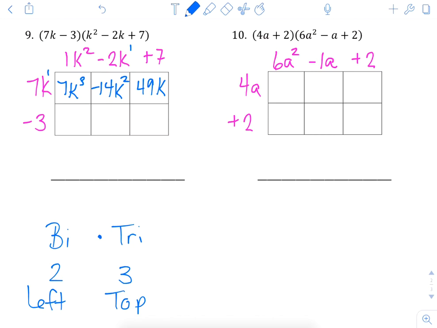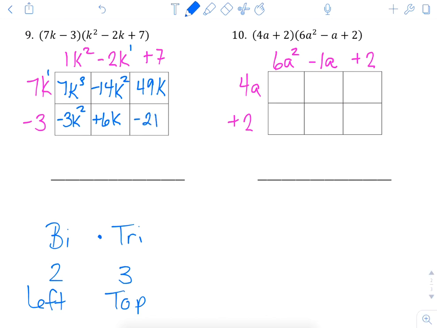You might want to rewind, listen to that again if you're a little confused. Otherwise, we're going back to the bottom. -3 times a 1k squared is -3k squared. -3 times -2 is a positive 6. Bring down my k. -3 and 7 is a -21.